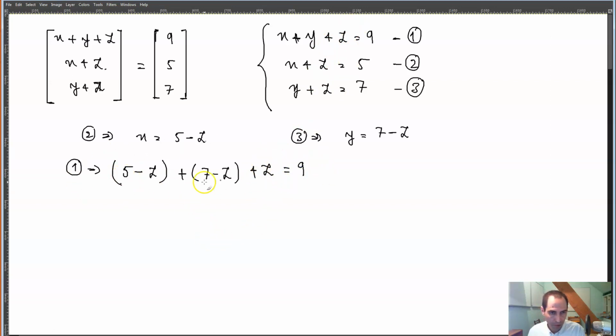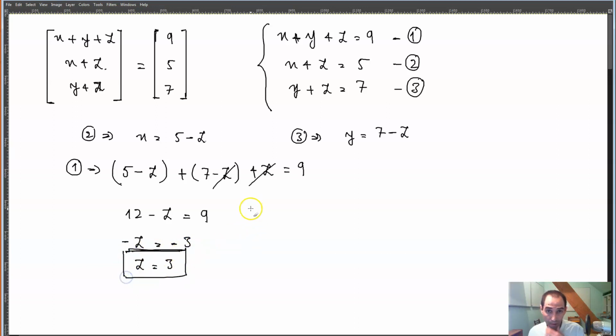Now I have only one unknown here. So I can simplify z and z here, and that becomes 5 plus 7 is equal to 12 minus z is equal to 9, and therefore negative z is equal to 9 minus 12 is equal to negative 3, z is equal to 3, right? Now that I have this, I can solve for x, for example. I can use 2 and write x plus 3 is equal to 5. That means that x is equal to 2.